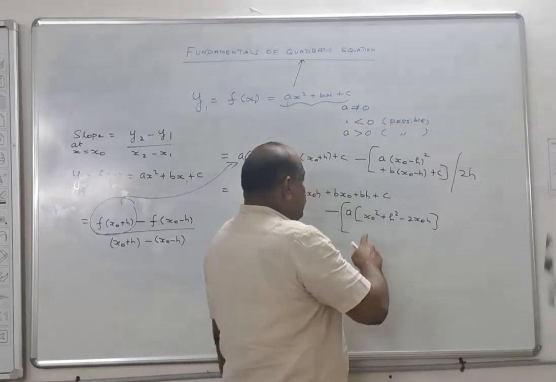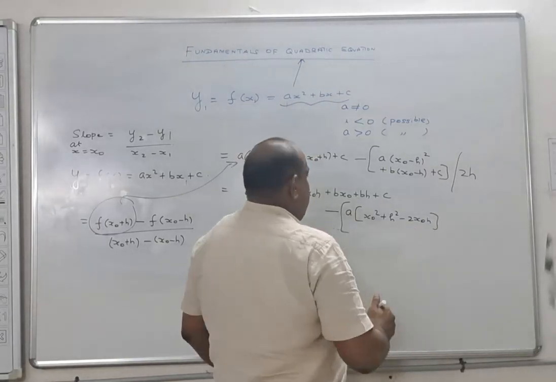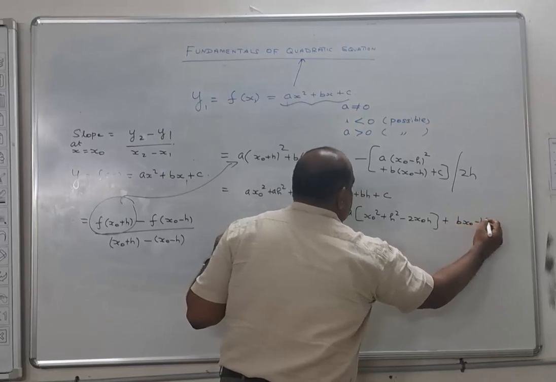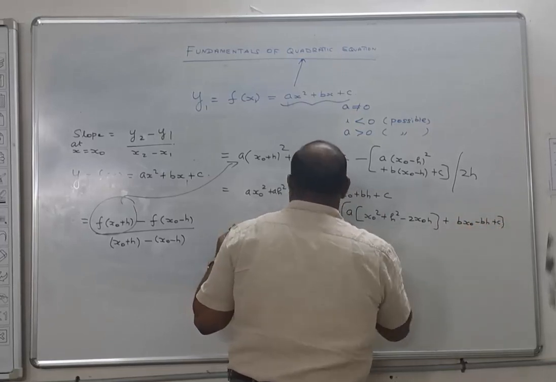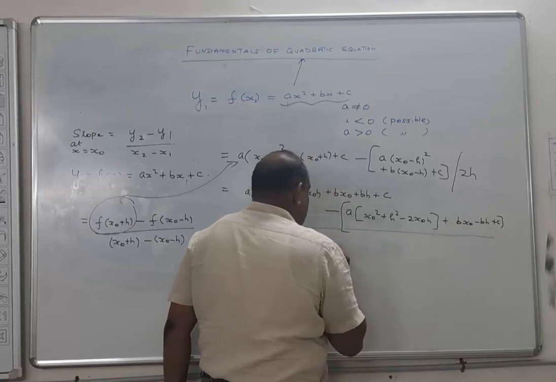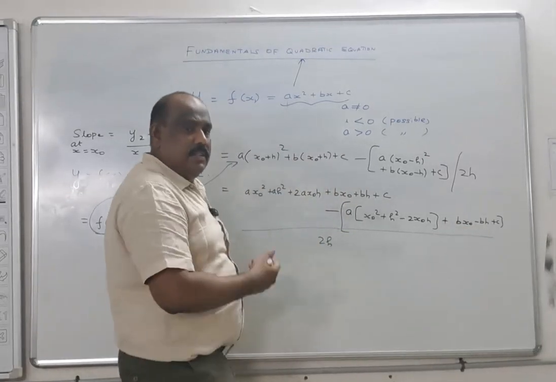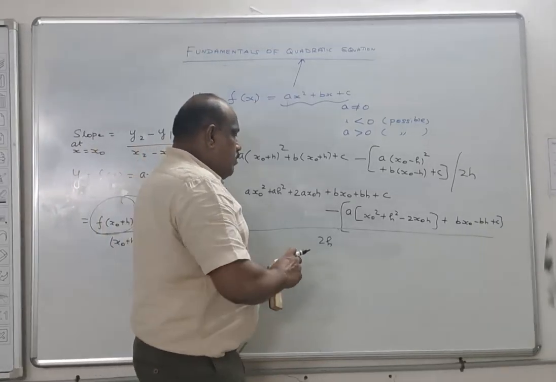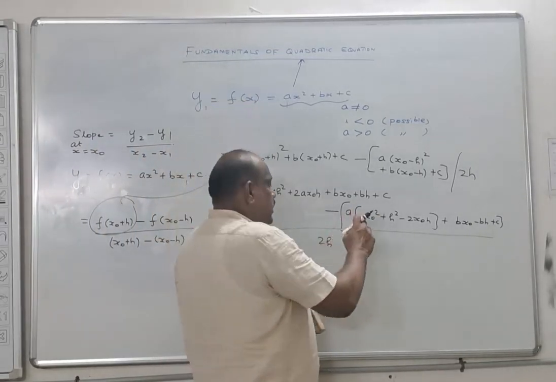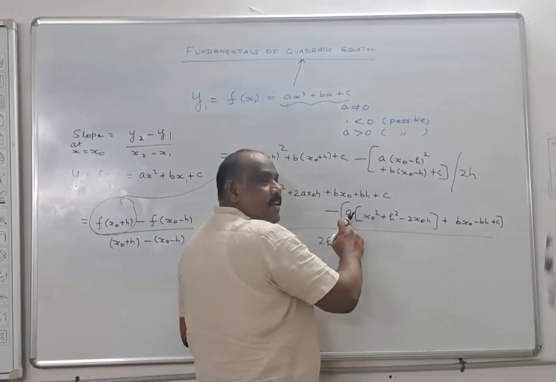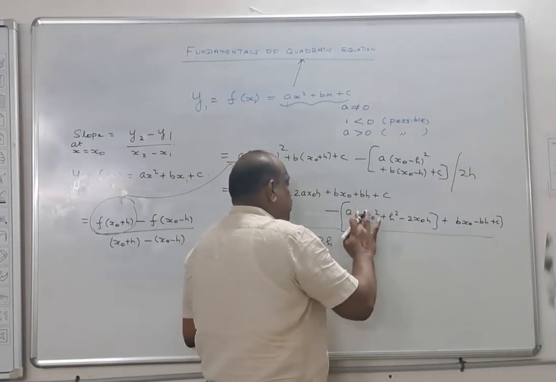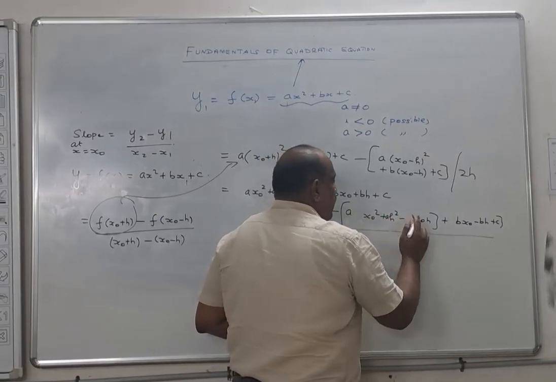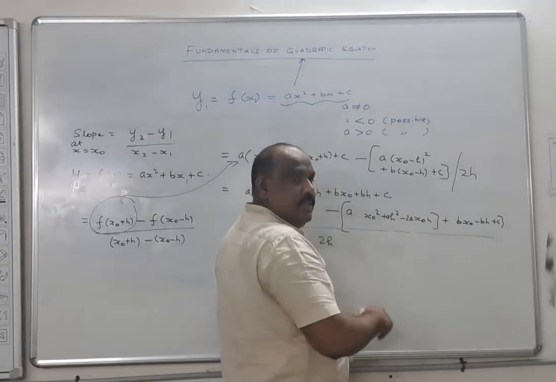This is nothing but a minus b whole square equals a squared plus b squared minus 2ab. Plus b into x naught minus bh plus c, whole divided by 2h. This is the denominator. That's what I used to tell as the denominator. So let us multiply this a also inside for all the three terms. This term, this term, this term, all these three terms have a. So I will put a here also, because the a is common for all the three terms.